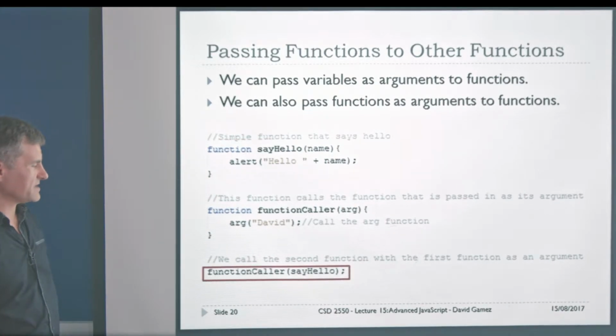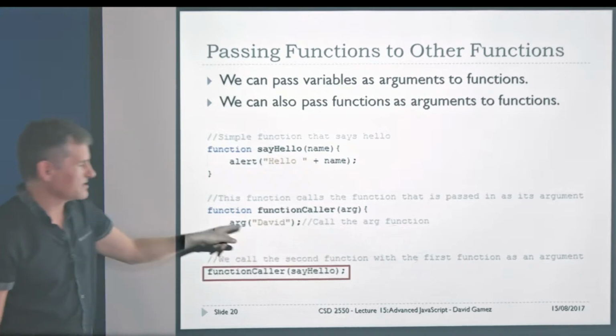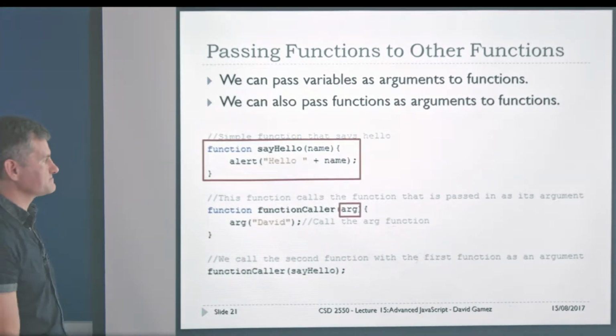So this is a three-stage process. I've got a function caller, I'm passing a function into here, and I can call that function within this function here because I'm passing it into it.